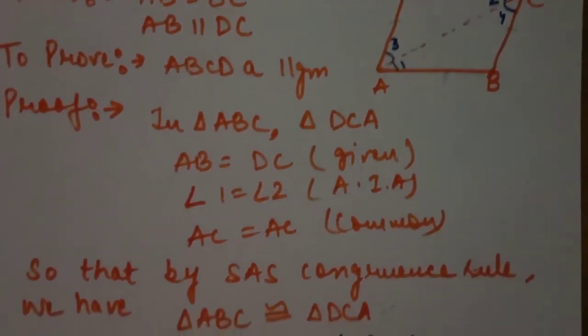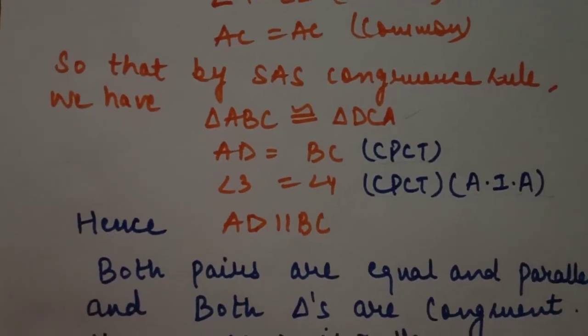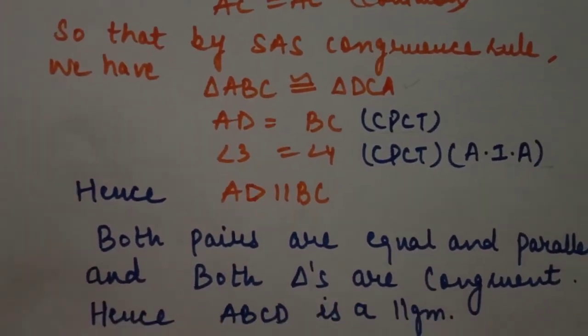So students, now in this quadrilateral, both pairs of sides are parallel and equal. Both pairs are equal and parallel, so both triangles are congruent, hence ABCD is a parallelogram. So students, this is your theorem 8.8.